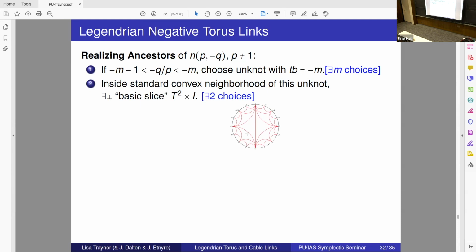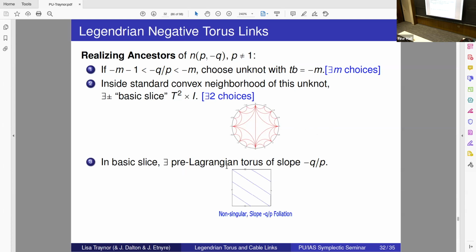And then inside a standard convex neighborhood, there exist these basic slices. So I'll just give you a flavor. I always think of a basic slice as a signed geodesic in this Farey tessellation. The basic idea is, you think of one of these arcs as being your basic slice. So this is giving you M, and then there's two choices, so you have 2M. And then in this slice, which is basically a T2 cross I, there's going to be a pre-Lagrangian torus of slope minus Q over P. This just means that you have this non-singular foliation. And choosing n of these lines will be your ancestor for the Q negative case.